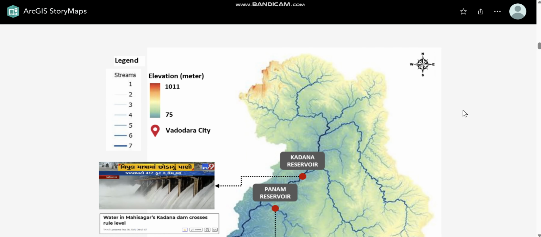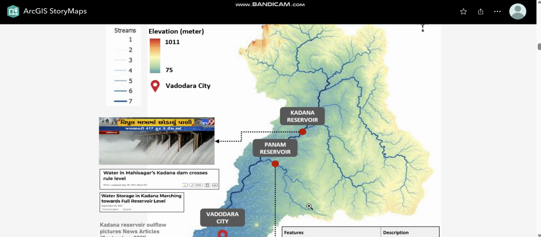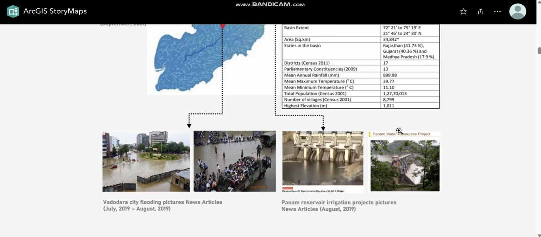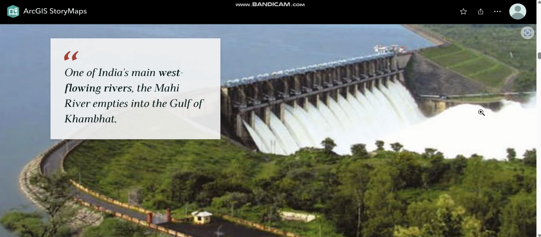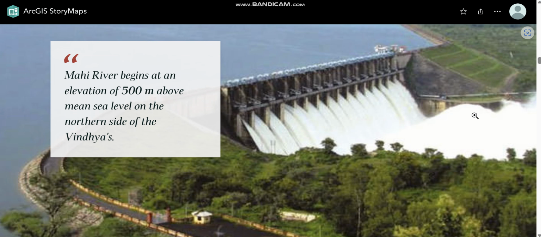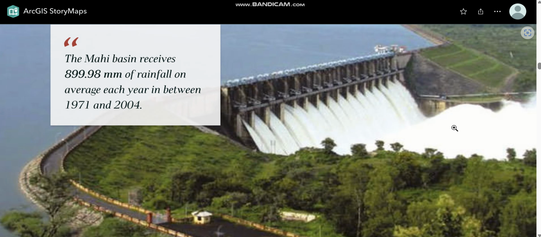So starting with the morphology and past flood study. This is a stream order of the Mahi River Basin showing the base map of the elevation, the locations of the case study area, that is the Vadodara city, and the two reservoirs, that is Kadana and the Panam reservoir. One of India's main west flowing rivers, the Mahi River, empties into the Gulf of Khambhat. It has an elevation of 500 meters above the mean sea level, and it starts from the northern side of the Vindhyas. The Mahi Basin receives around 900 millimeters of rainfall on average from 1971 to 2004.